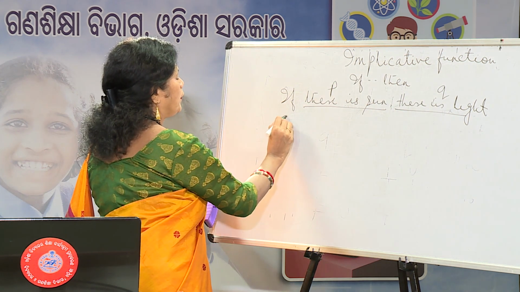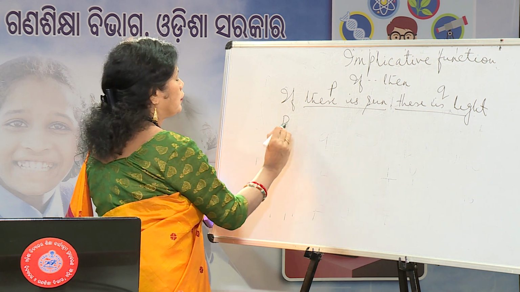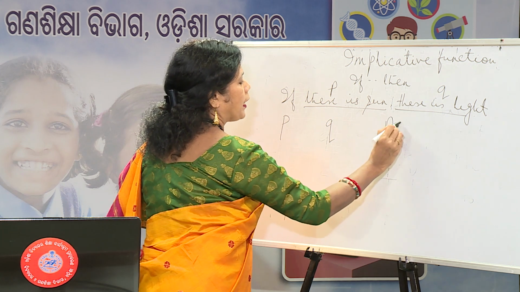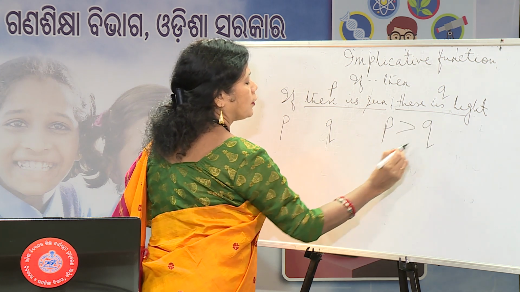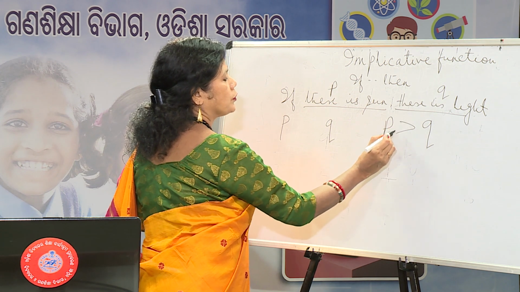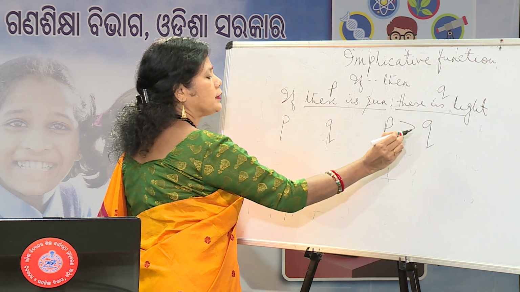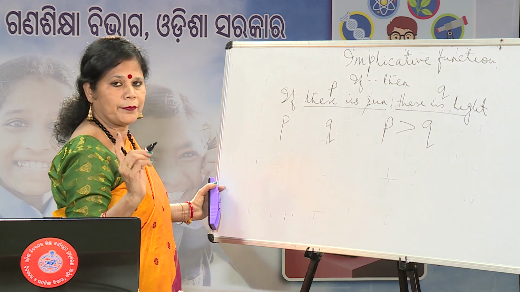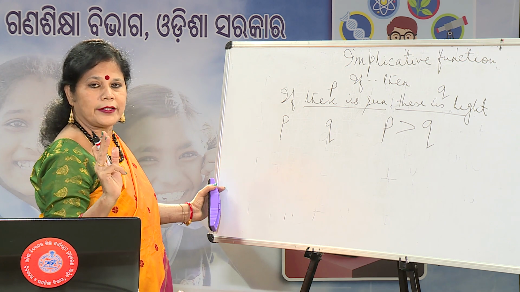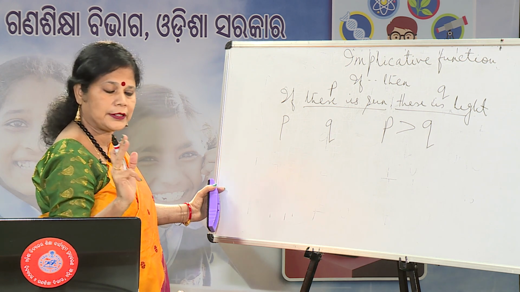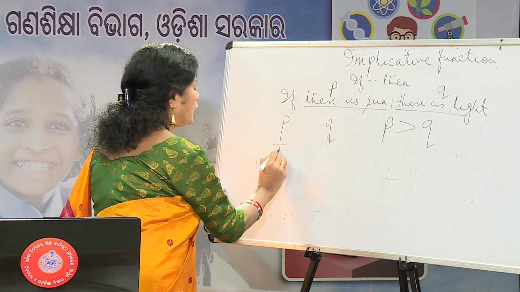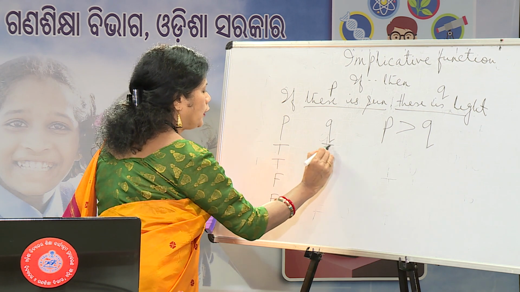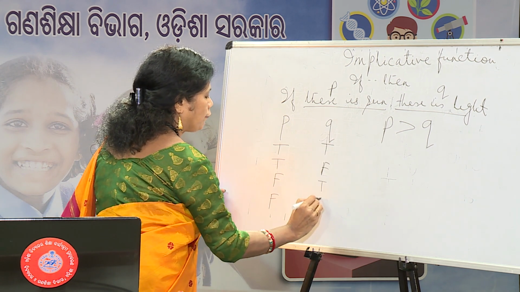Now we will make the truth table of the implicative function: p, q. P implies q. The sign of the implicative function is the horseshoe sign. P implies q. This is called P implies Q. Now P, Q, two variables are there. So two variables means there will be four possibilities. I have already told you. What are the possibilities? TT, FF, then Q is TF, TF.